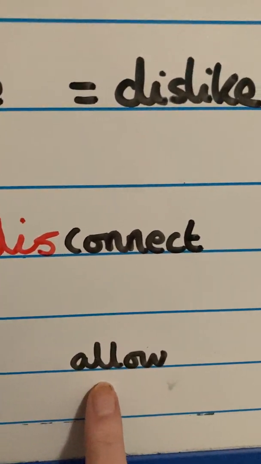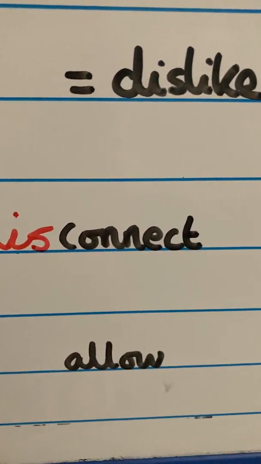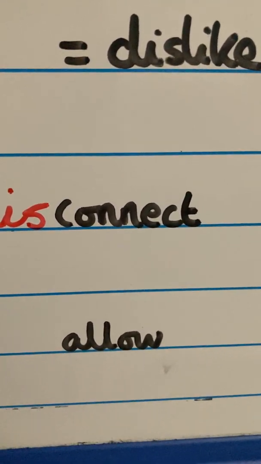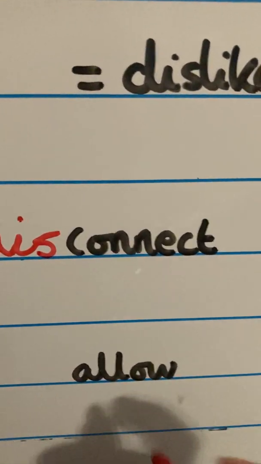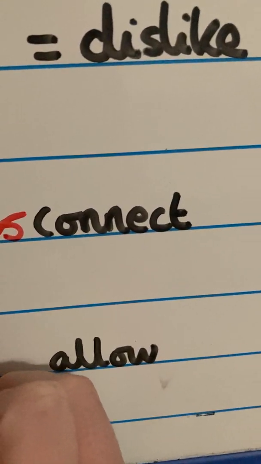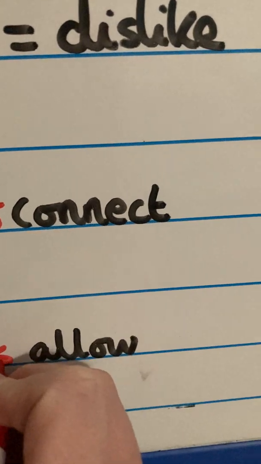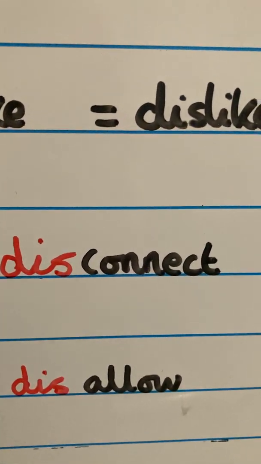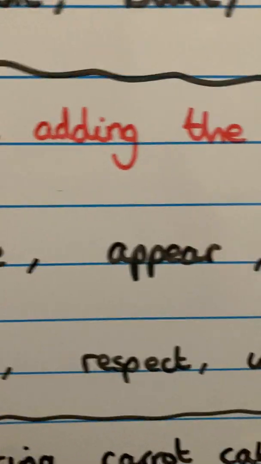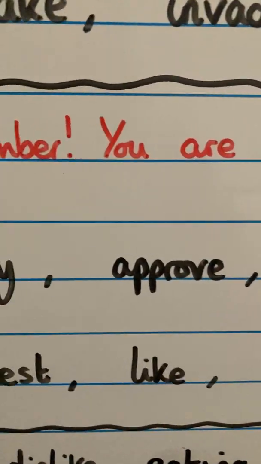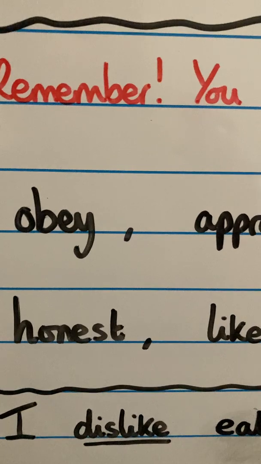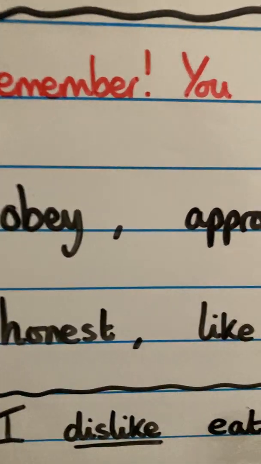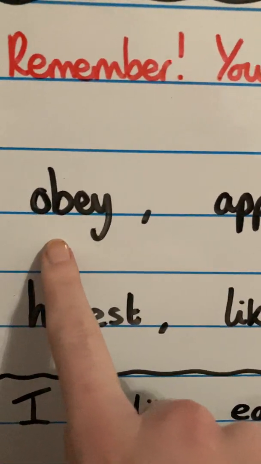Allow. If you allow somebody to do something, that means that you let them do something. But if we add our prefix dis in, if you disallow, that means you don't let them do something. Okay, so over here are the words that you're going to have a go at adding the prefix dis to today. So let's have a read of them.